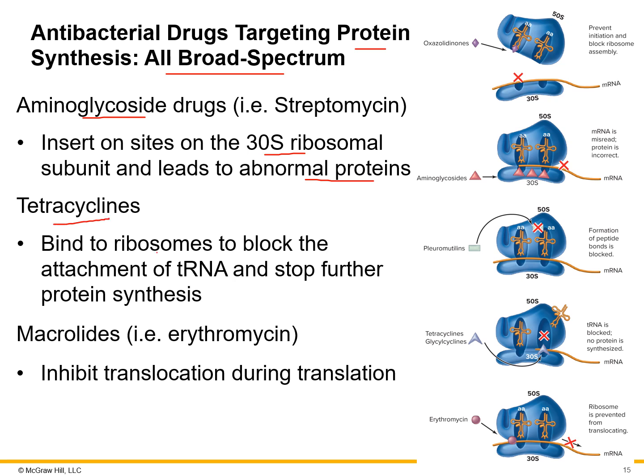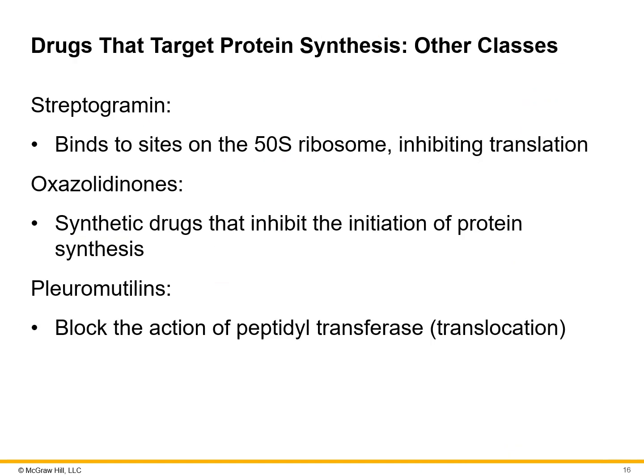Tetracyclines also alter the ribosomes, but they block protein synthesis or translation. It prevents amino acids from coming in. Macrolides like erythromycin inhibit the ribosome from moving during the process of translation, so it blocks that translation process. Some other ones that inhibit protein synthesis: streptogramin inhibits the larger subunit, again inhibiting that protein synthesis or translation.